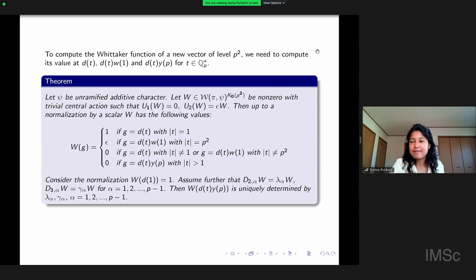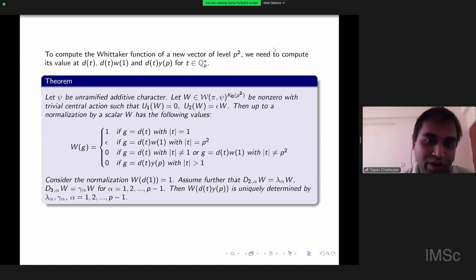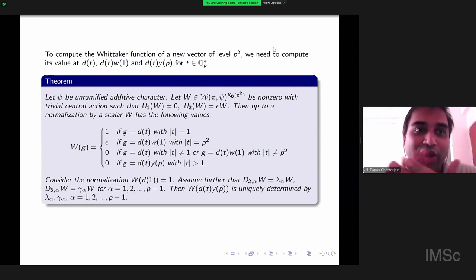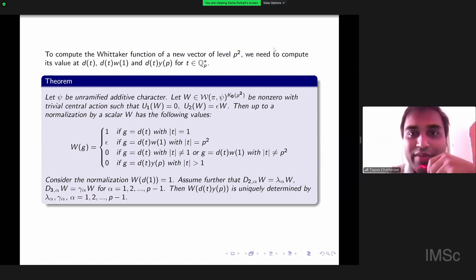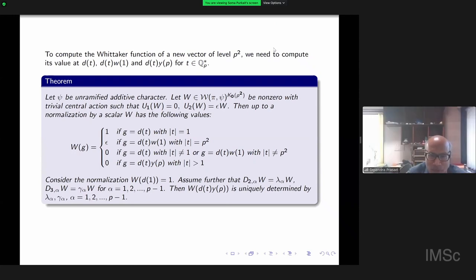Yeah, so thank you very much, Professor Purkait, for this wonderful talk. So thank you very much. So are there any questions and comments? So this is open for a question and answer session. So are there any... Can I ask a question, Tapas? Yes, please, sir. Go ahead. Thank you for your beautiful talk, Soma. Yeah, thank you.